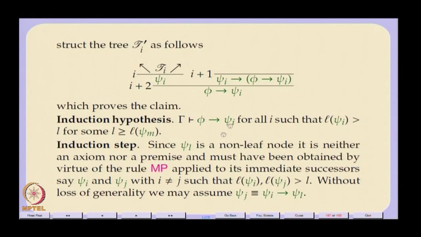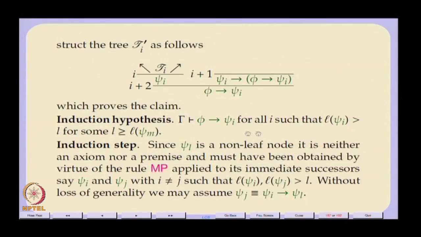Now let us assume the induction hypothesis that we have done this for all measures below some level L, and that we have to prove for some psi L that phi arrow psi L is provable from gamma.